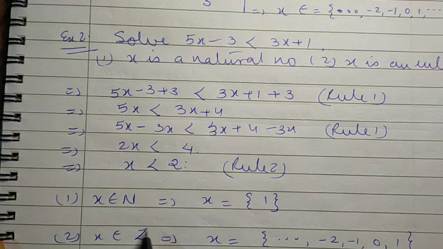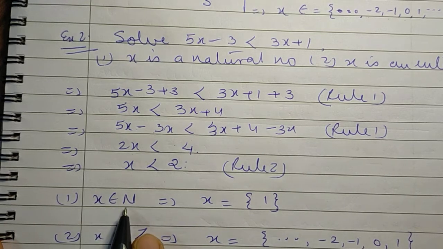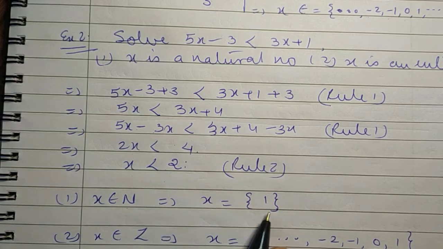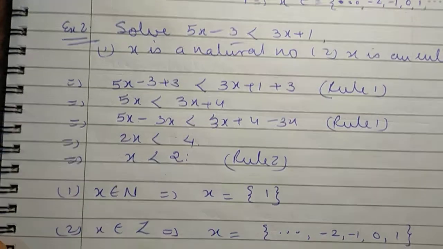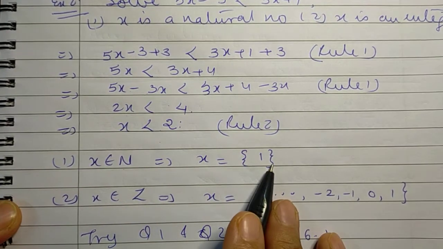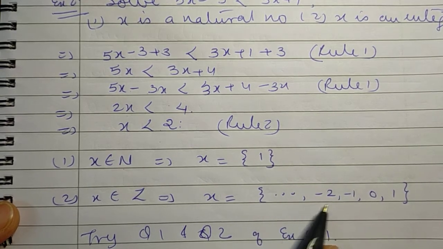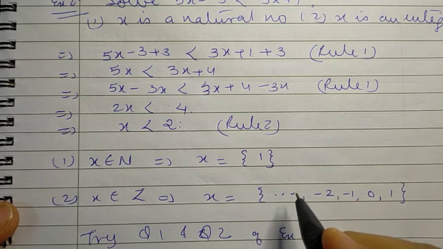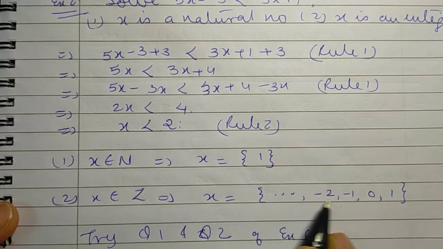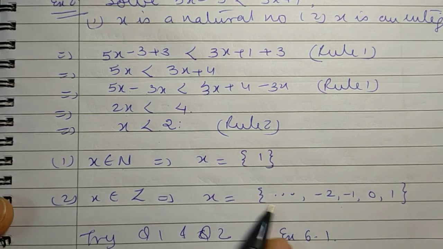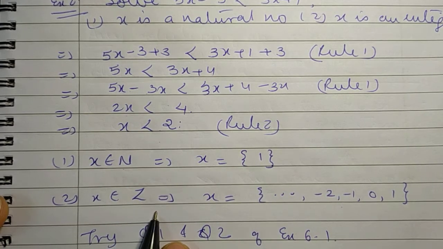Now let's again report the answer. When x is a natural number, there is only one number which will satisfy this, that is x = 1. Whereas when x is an integer, along with 1 you will have 0 and all negative integers, and so you will have all negative integers, 0 and 1, as the solution set when x is an integer.